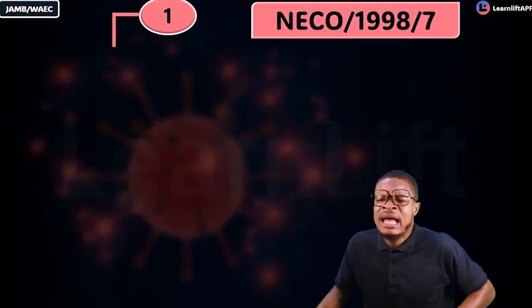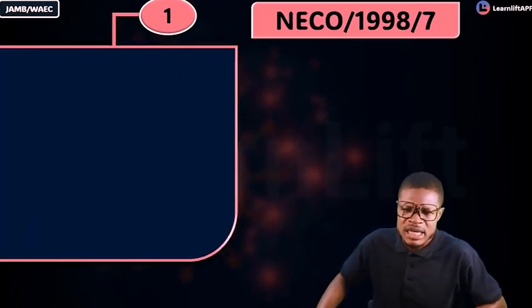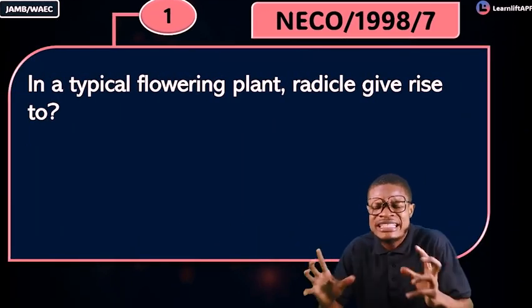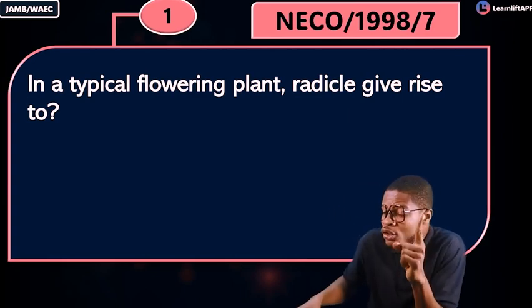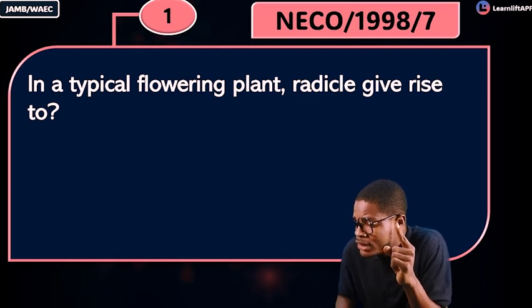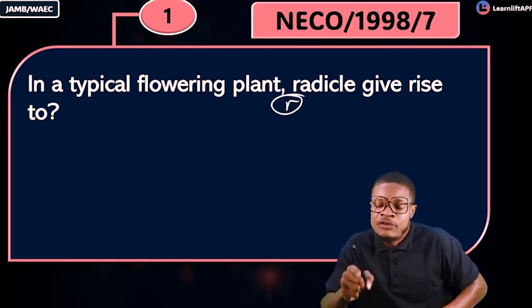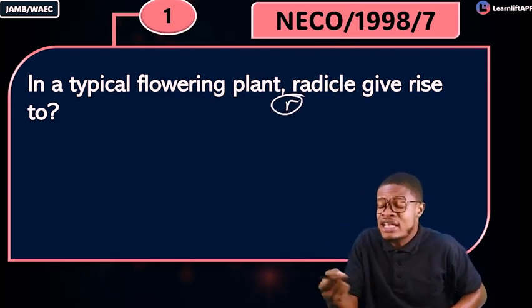Answer this question now. NECO 1998 question 7. The question says, in a typical flowering plant, radicle gives rise to. R for radicle. R is what starts your radicle. R for the root system. So radicle will give rise to the root system.